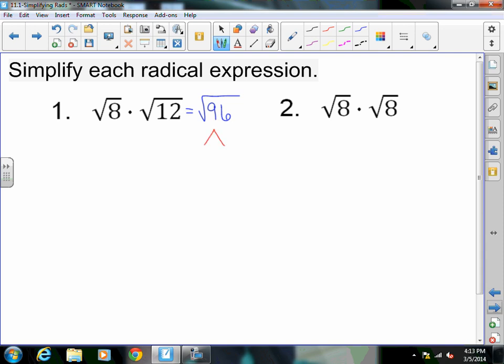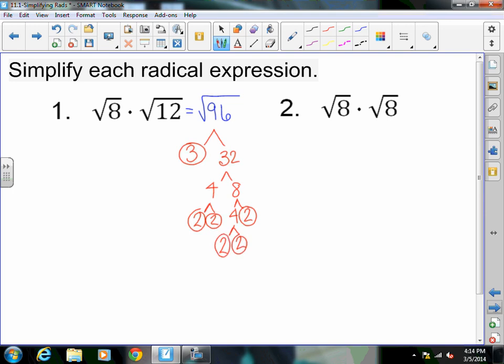So 96, 3 goes into 96, 32 times. Then I can break down 32. I'm going to do 4 and 8. And I can break down 4, 2 and 2. 8 would be 4 and 2. And then don't forget to break down that last 4.